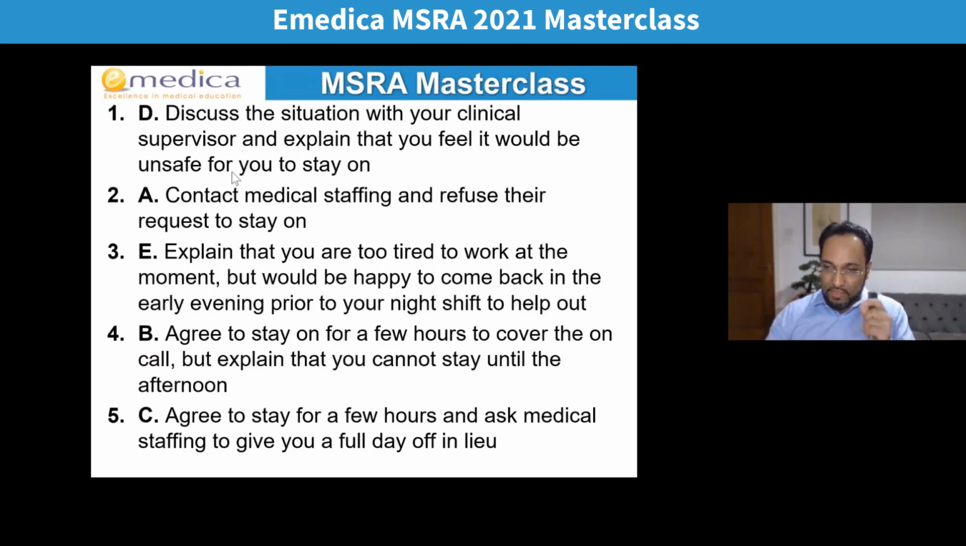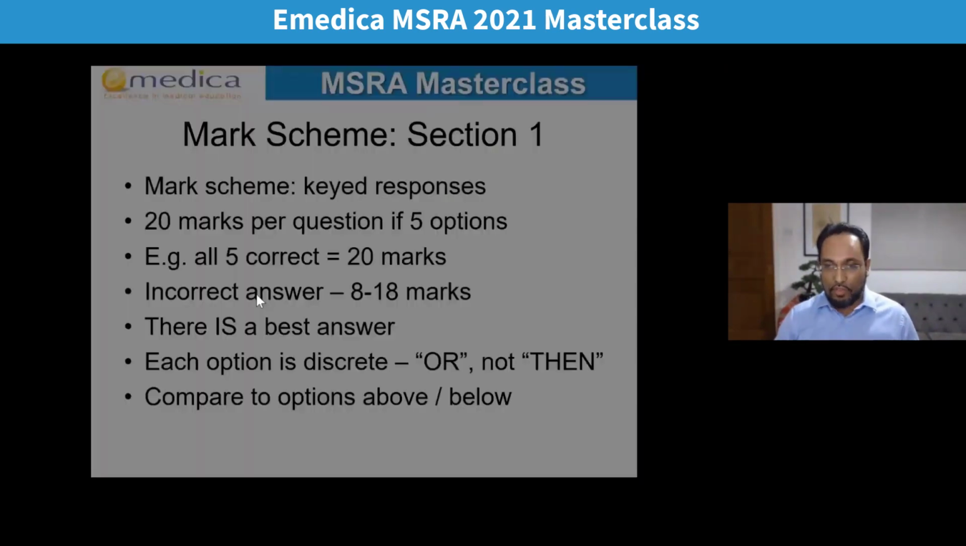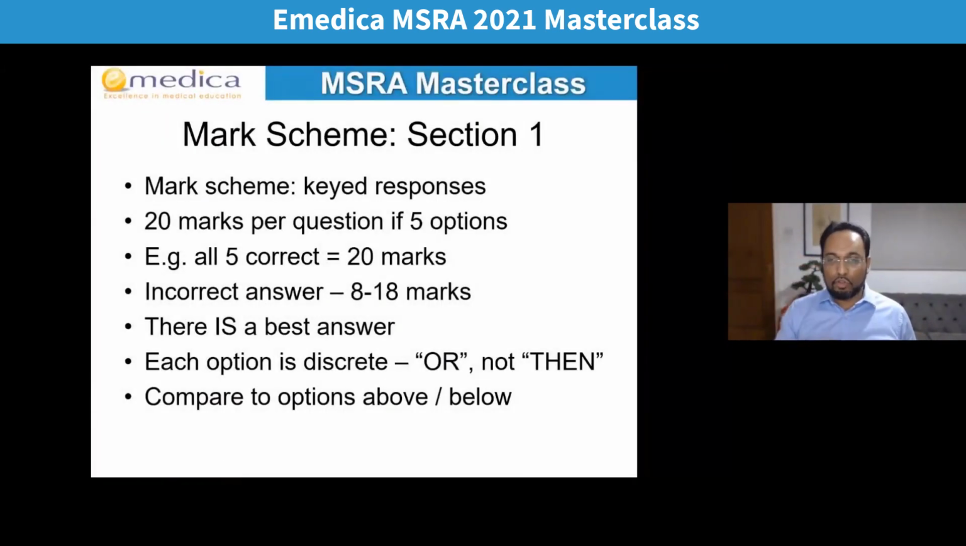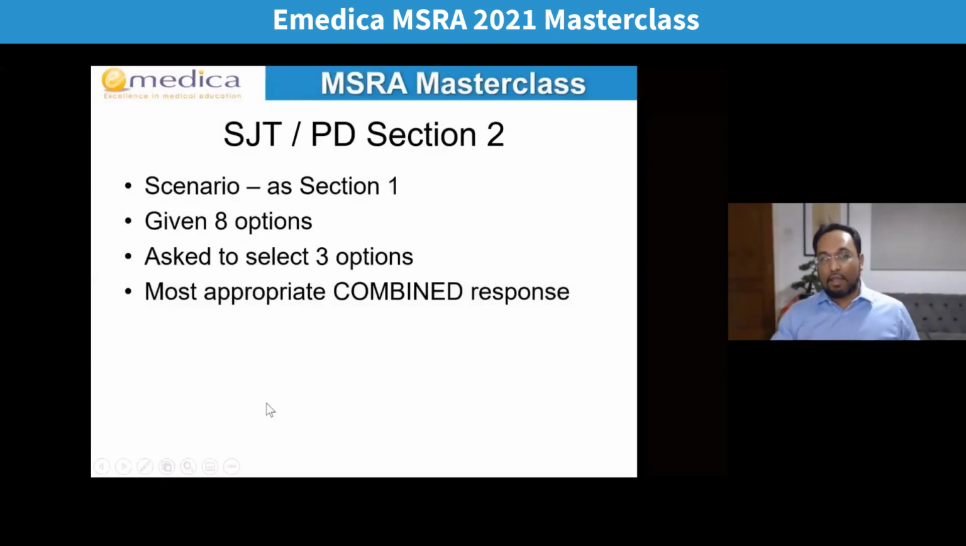The biggest thing that I want you to take away from section 1 is that each option is a separate option. It's not about the sequence of time. It's about, if you're only going to do one, each option is discrete. If that's your whole response, is this the best option, or is this the best option, or this? Not the word then. You should be thinking about the word or. So you're comparing it to the one above and the one below. Okay, let's move on to section 2.